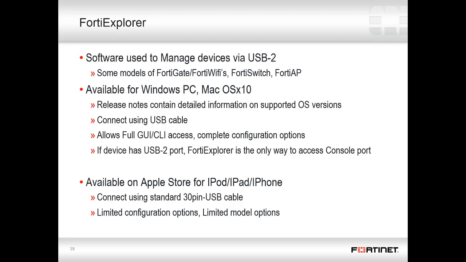For any device with a USB 2 port and no RJ45 or serial console port, the only way to access the console port is through that USB 2 connection using FortiExplorer. For most other devices with a USB, you can connect with FortiExplorer. The PC and Mac version of the software allows you complete configuration control since you can access both the GUI and CLI.